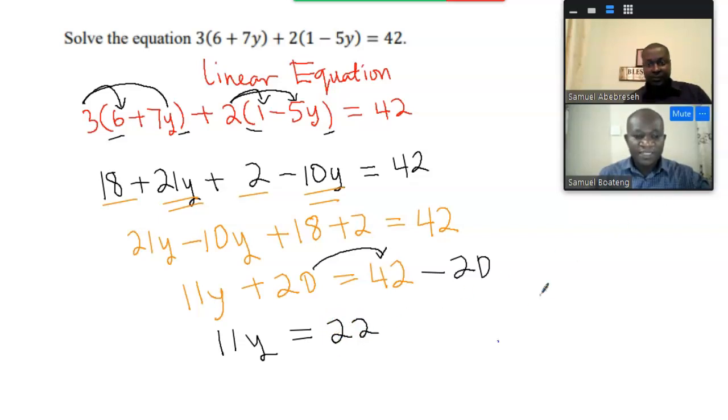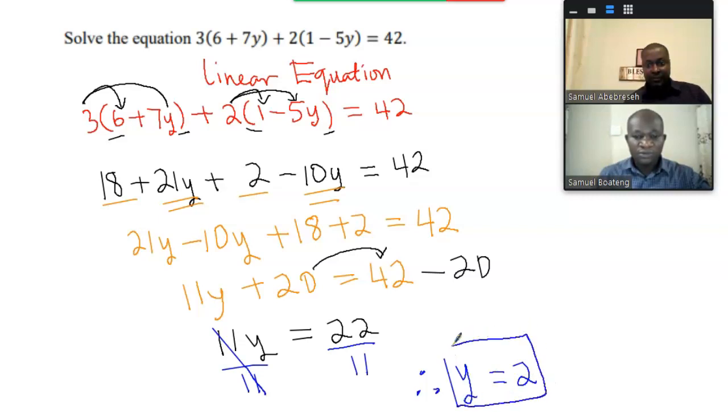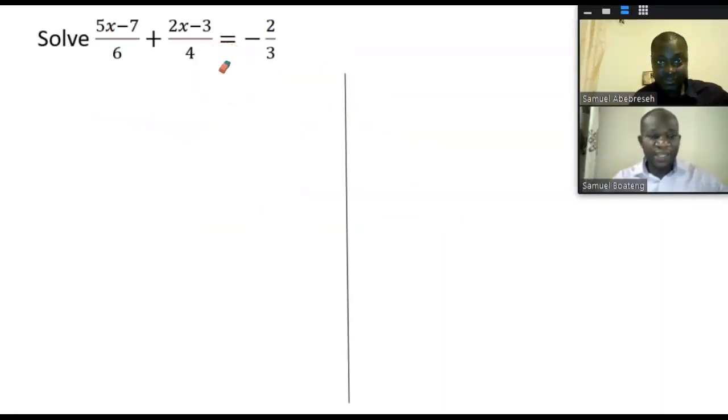Find y. Let's divide both sides by 11. On the left-hand side, 11 will cancel 11, remaining y. Equal to 22 divided by 11; 11 will go into 22 two times. So y equals 2. Simple. Yes, it is.